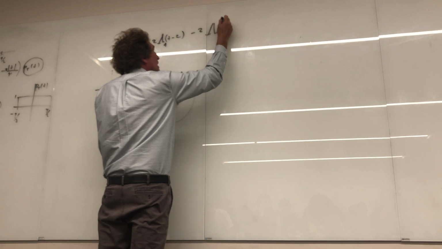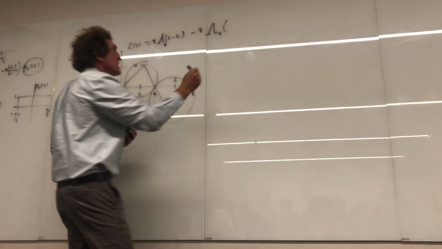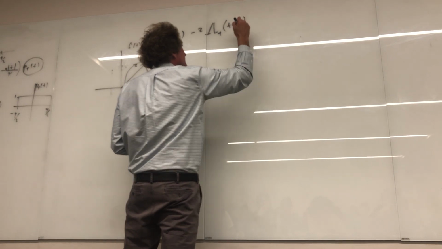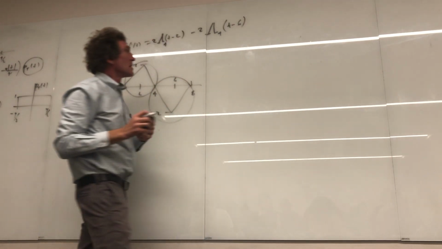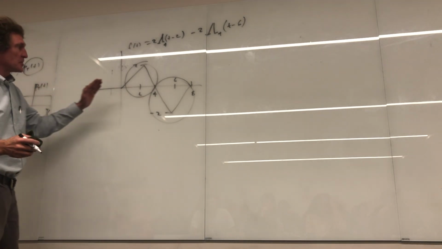Still the width is 4, right? Where's that one centered though? 6. So it's t minus 6, right? That'd be one way to do it. You agree with me? Now, if you want to do it with ramp functions, you could.